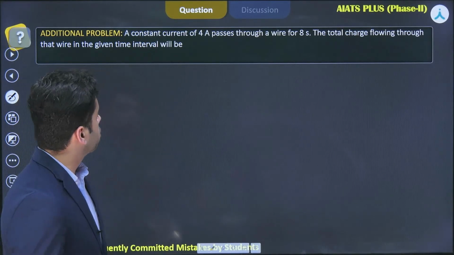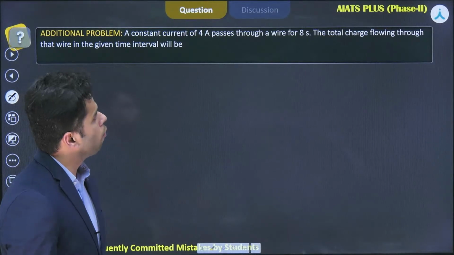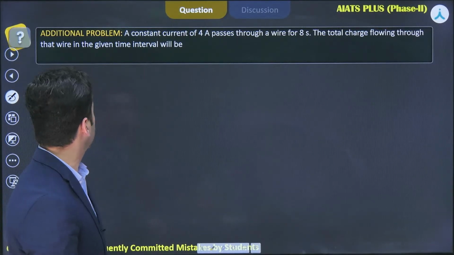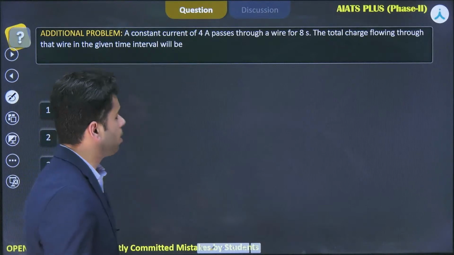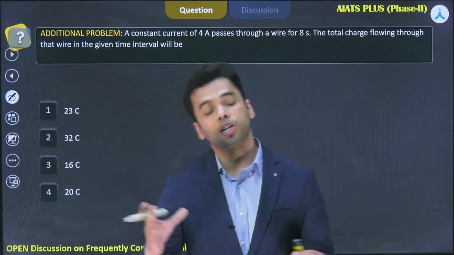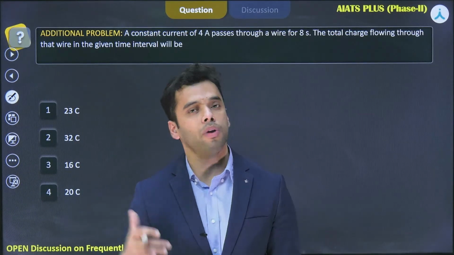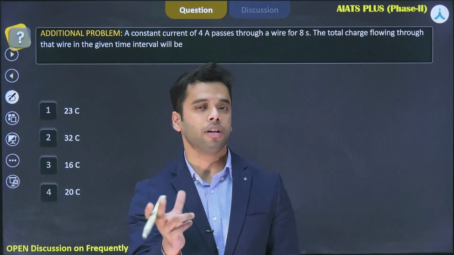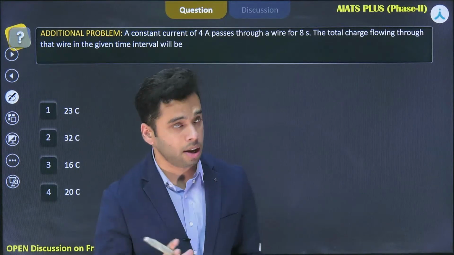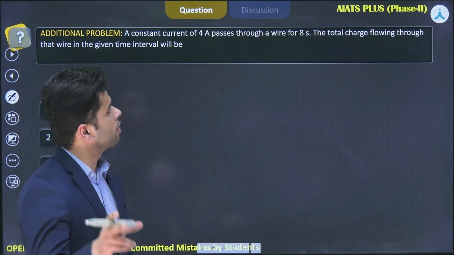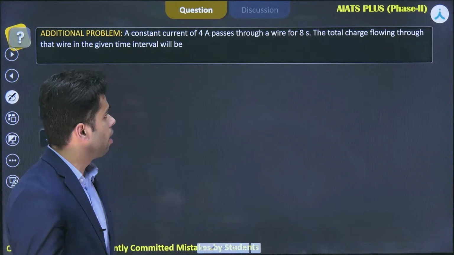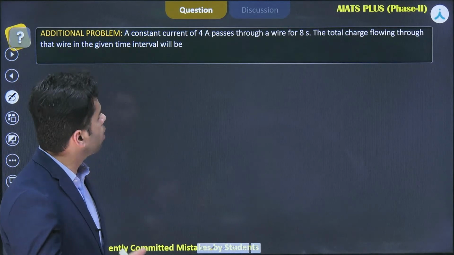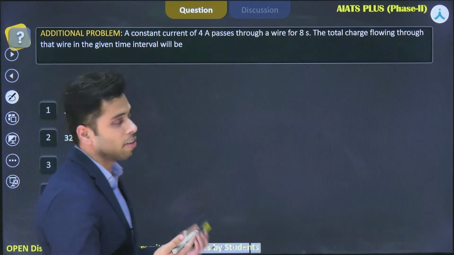It says that a constant current of 4 ampere passes through a wire for 8 seconds. The total charge flowing through that wire in the given time interval will be. So dear students, if you understood the previous problem, you can attempt this problem, and it is very much similar to the previous problem, but a little bit of twist is given. And this time you have been given the current that is flowing through the wire, and you need to determine the charge that flows in the given time interval.